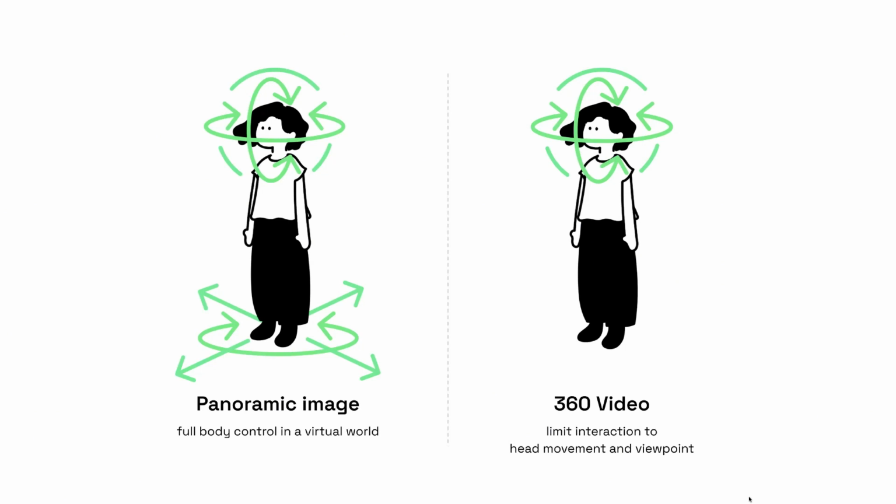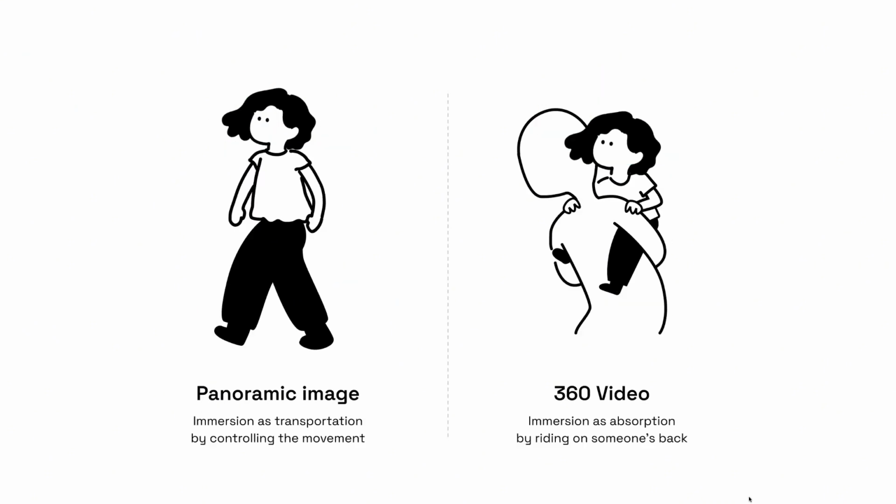Additionally, due to the nature of video media, viewers typically follow a predefined narrative in chronological order rather than actively exploring. So in other words, panoramic images can give users full controllability and feel like they are really in there. But 360 videos limit users' movement and make them feel more like being guided around by riding on someone's back.